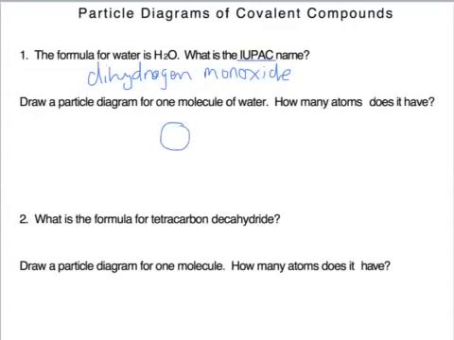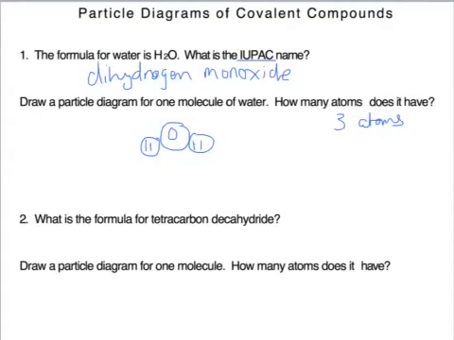So you have an oxygen and then 2 hydrogens right here. It's called the Mickey Mouse molecule. We know that it's bent, so try to draw it bent. If you forget and you put it all in a line, that's okay. How many atoms does it have? So for every 1 molecule of water, we have 3 atoms, 1 oxygen and 2 hydrogens.